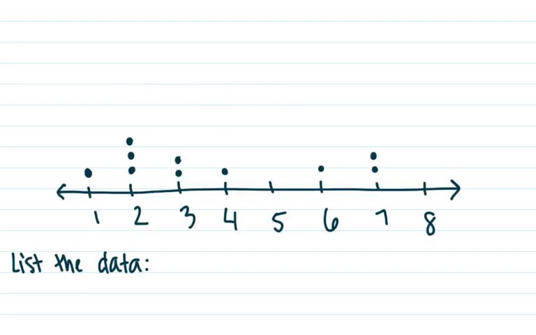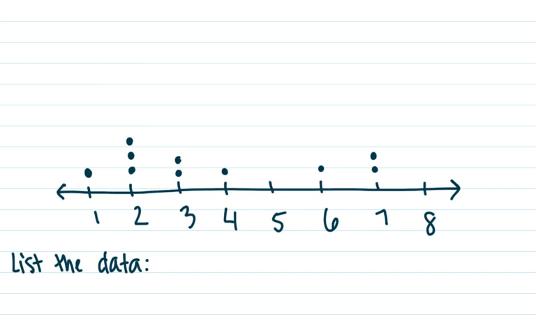Hello everyone, Miss Meek here, and today we are going to be talking about dot plots. Dot plots are another visual representation of data on a number line. Dot plots are actually really cool because they represent every single data point that you have.